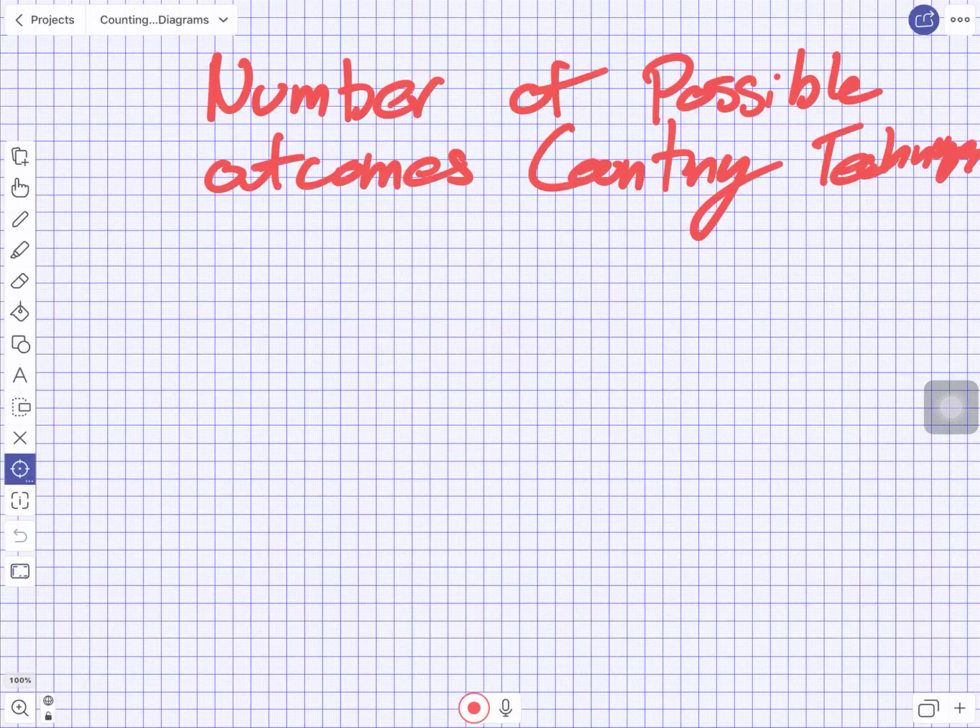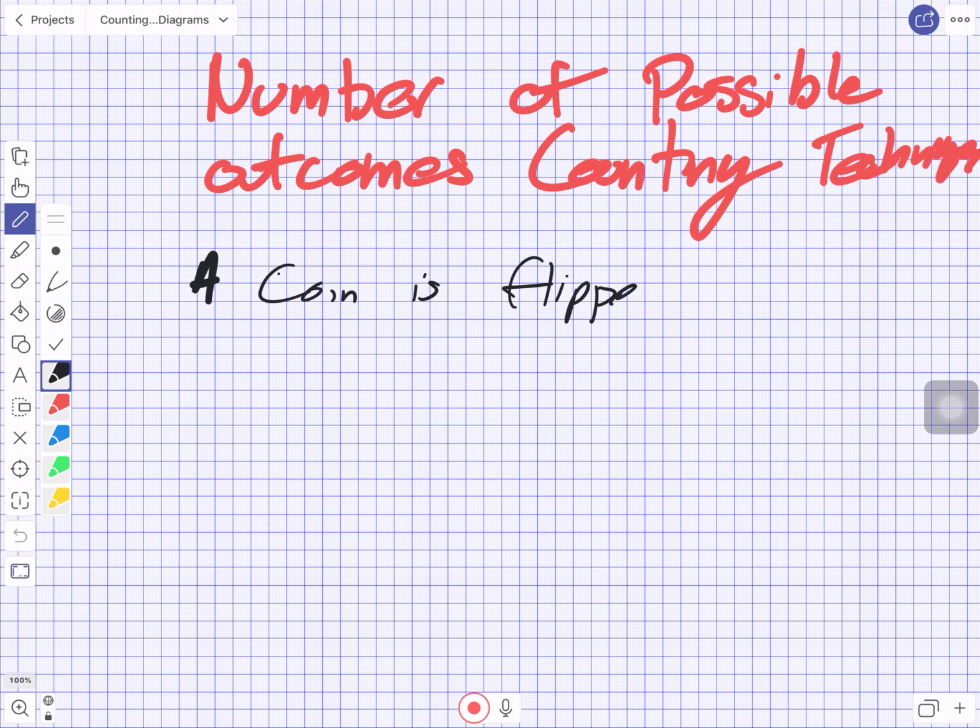Okay. We're going to look at a question that talks about the number of possible outcomes. It's also known as counting techniques, and we can use a tree diagram. So let's say a coin is flipped 4 times. Okay.